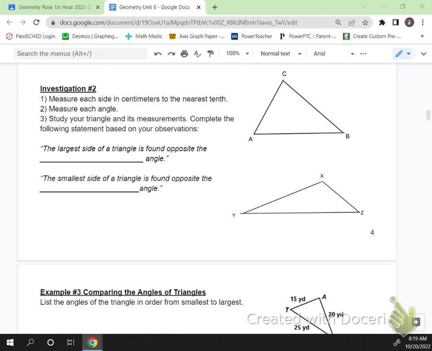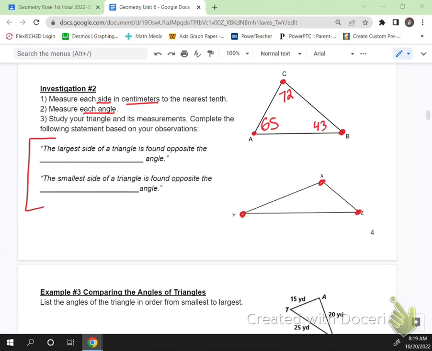I gave you 2 triangles. What I want you to do is divide up the work. So one partner do one triangle, other partner do the other triangle. Shh, listen. You need to measure each side in centimeters. You need to measure each angle with your protractor. Then we are going to look at observations and make some conclusions here in a minute. So with your partner, divide up who's doing what triangle. Do you remember how to find an angle with a protractor? Call me over if you need some help. Go.